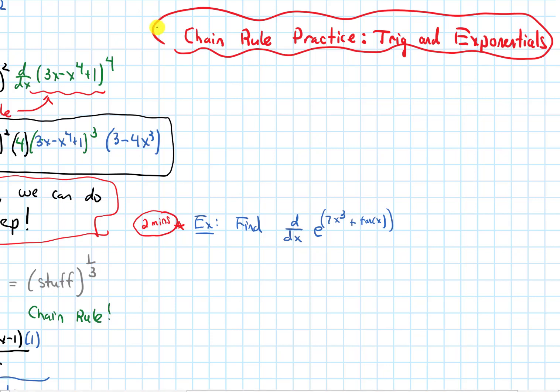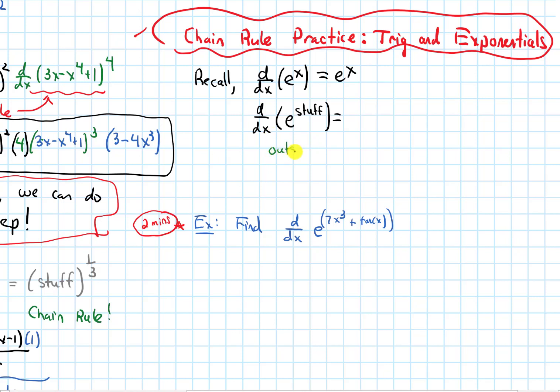In this discussion video, we will do some chain rule practice that involves trig and exponential functions. So recall that we know the derivative of e to the x. The derivative of e to the x is itself, it's just e to the x. But we also know how to do the derivative of e to the stuff using the chain rule. So for the derivative of e to the stuff, let's remember how we derive this.